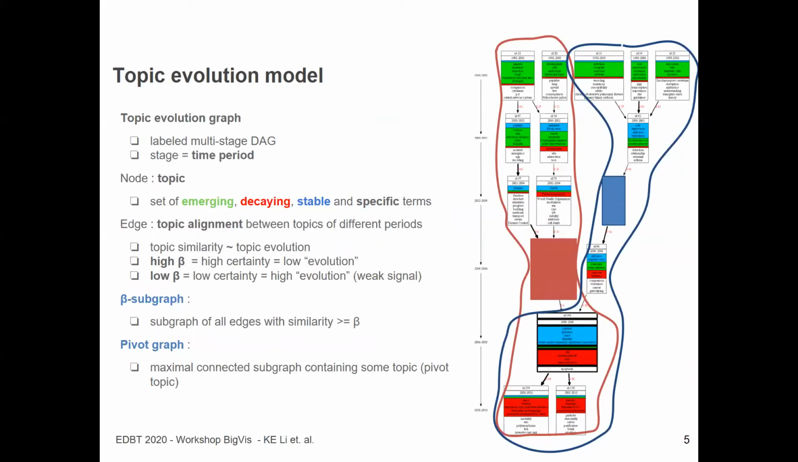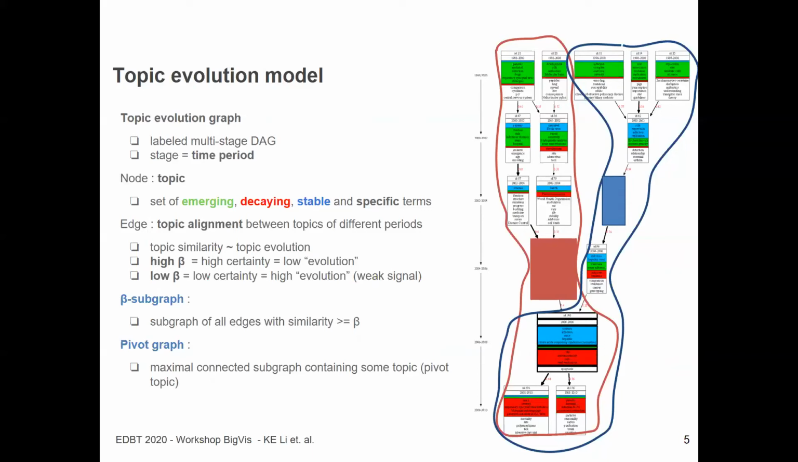Now, let me introduce our topic evolution model. We call our topic evolution graphs pivot graphs, which are maximal connected subgraphs containing some topic that we call pivot topic. Pivot graphs are labeled multi-stage DAGs, where each stage is a time period. Each node represents a topic, and each edge is labeled by the similarity between topics of different periods.